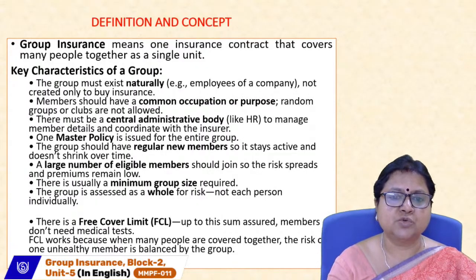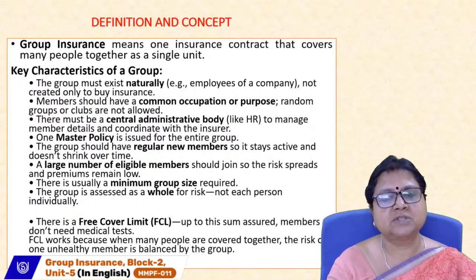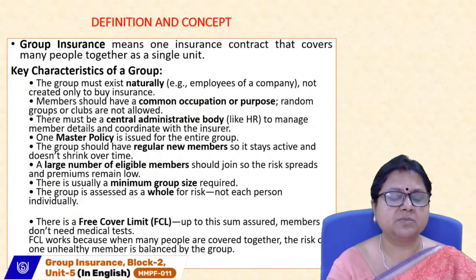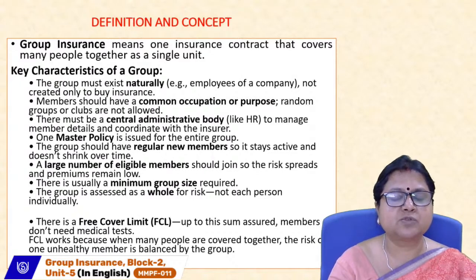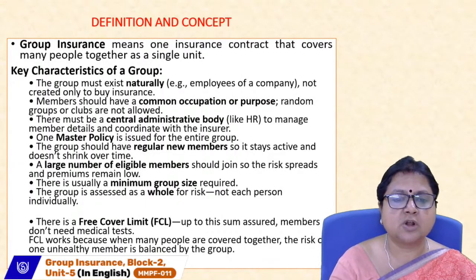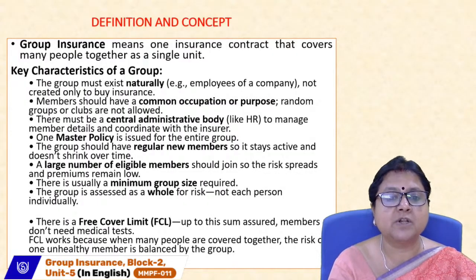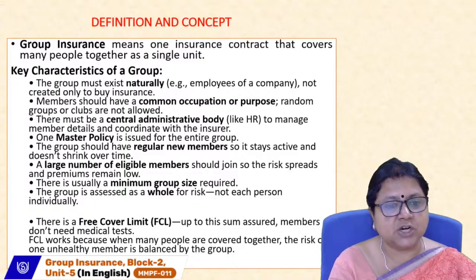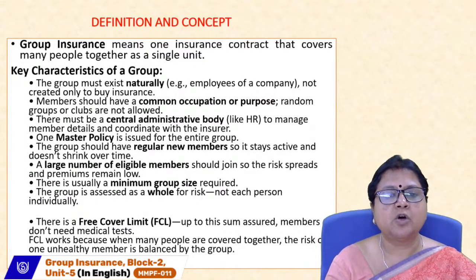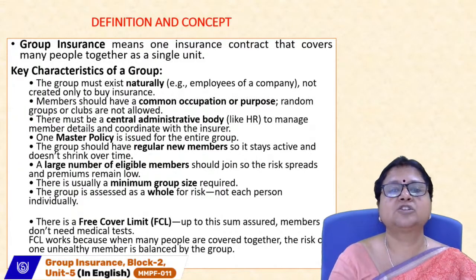One master policy is issued for the entire group. The group should have regular new members so it stays active and doesn't shrink over time. Some people might leave the organization, some might join, and that keeps the group insurance active. When people keep leaving and you are left with fewer people, obviously that will be a burden on the insurance company. So there has to be new people joining, even if no one leaves.